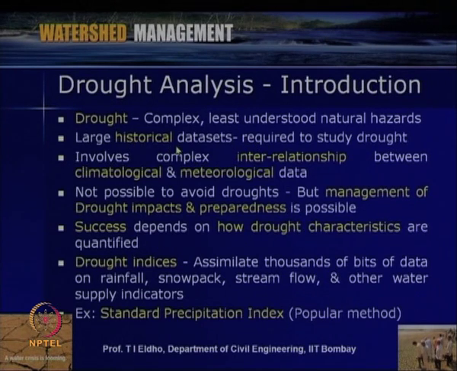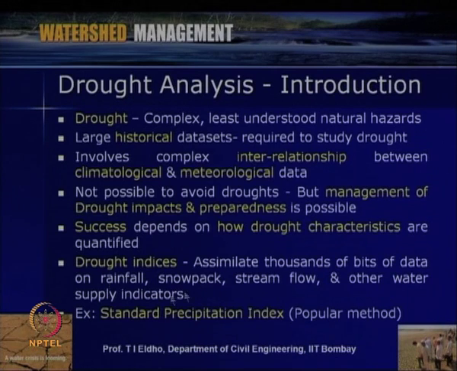We need to analyze large historical data sets, and then come up with the interrelationship between the climatological, meteorological data, and the agricultural details. All these things we have to critically analyze, and then come up with certain indices, so called drought indices, that give details like onset of the drought and the intensity of drought.